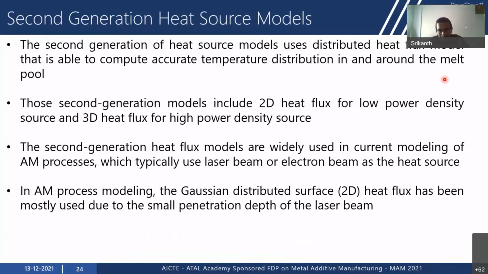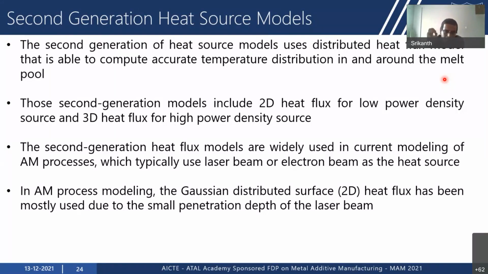Now, with improvements, the second generation heat source models came. The first generation heat source models used a point heat source. The second generation heat source models used a distributed heat flux model to capture the heat from the high energy density heat source. So they used either a 2D heat flux or a 3D volumetric heat source. The second generation heat flux models are now widely used in the modeling of AM process, where the heat source can either be a laser or an electron beam.